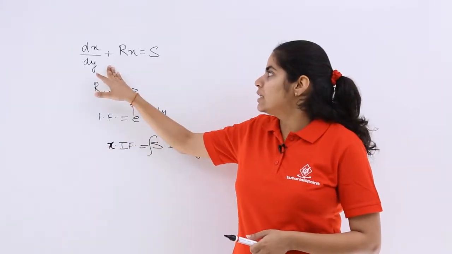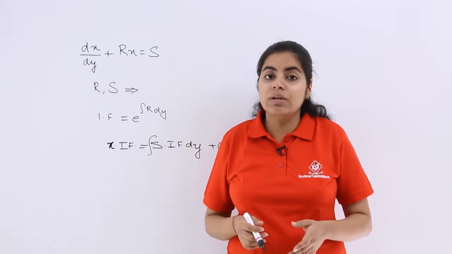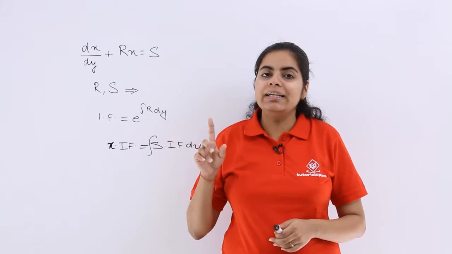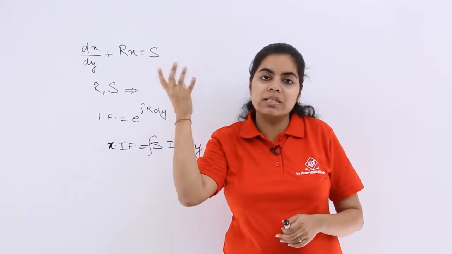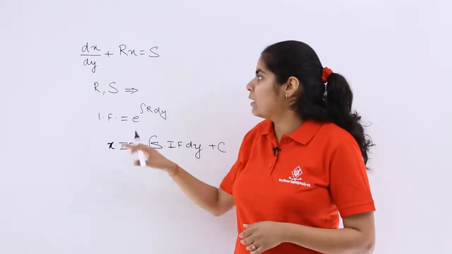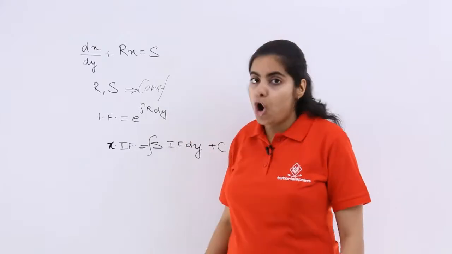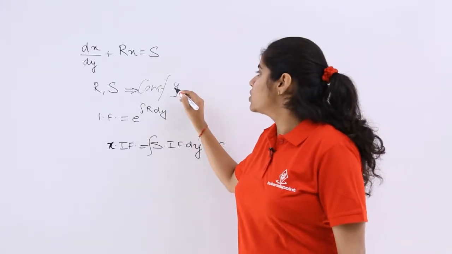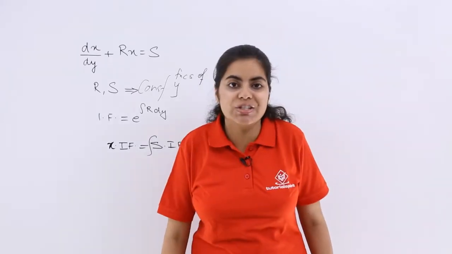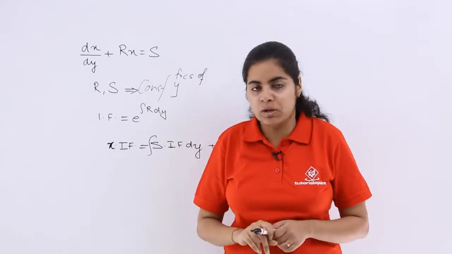So dx/dy + Rx = S is what this form looks like. The previous one was dy/dx + Py = Q. That time P and Q were constants, or they might be functions of x. This time I would say that R and S are constants, or they are functions of y. So the story has changed this time. The functions of y means they will be integrated with respect to y also.